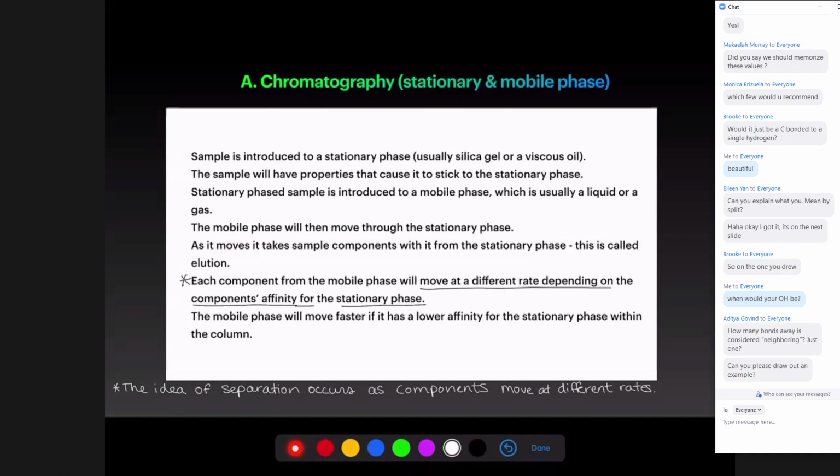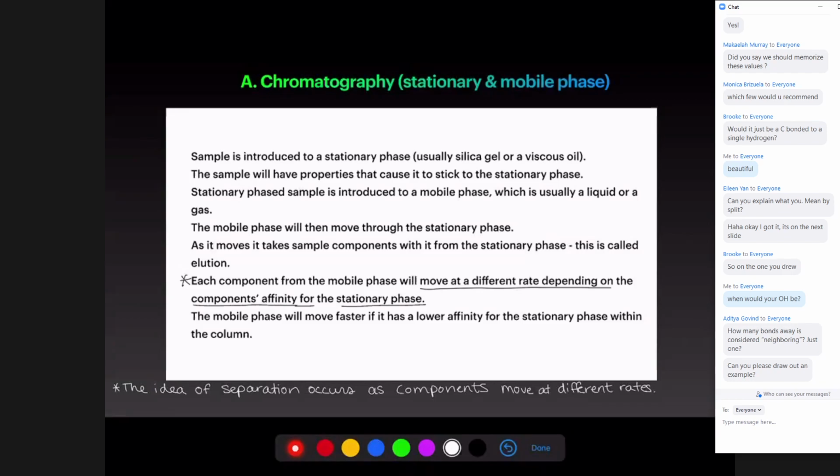For chromatography, a sample is introduced to a stationary phase using silica gel or a viscous oil. The sample will have properties that cause it to stick to the stationary phase. The stationary phased sample is introduced to a mobile phase, which is usually a liquid or a gas. The mobile phase will then move through the stationary phase. As it moves, it takes sample components with it from the stationary phase. This is called the elution.